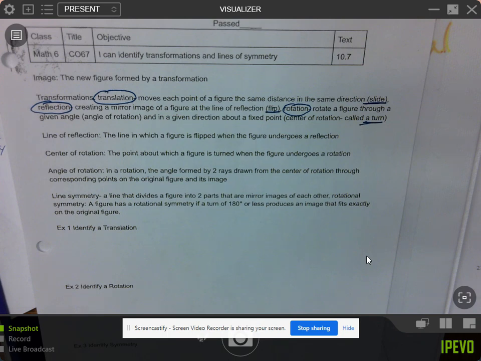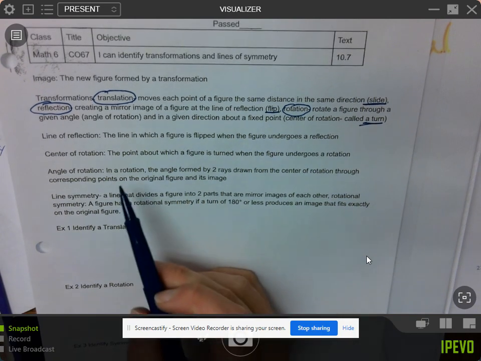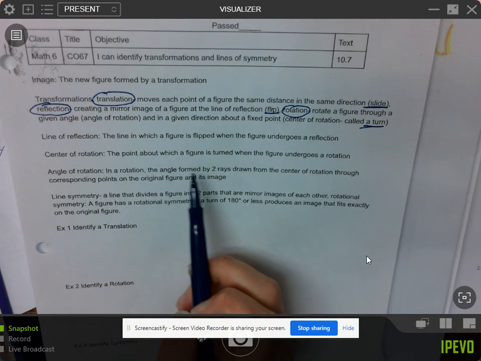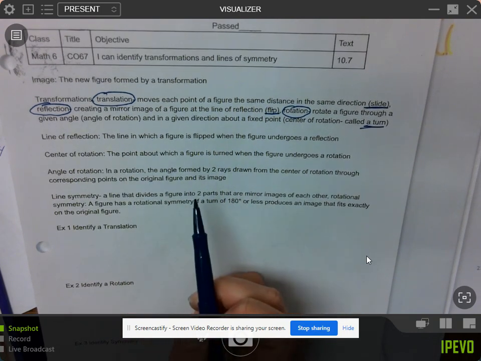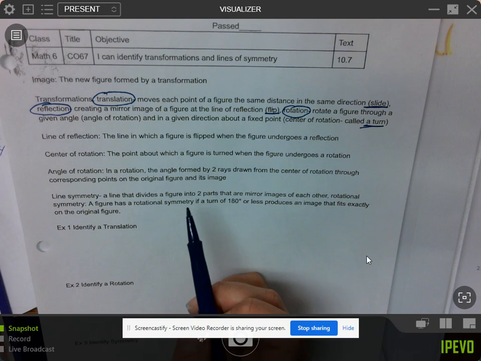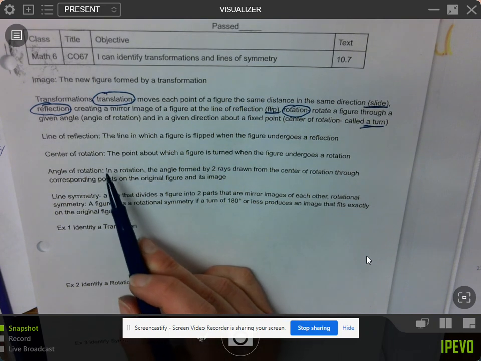So think about when we cut out a heart. Okay, we fold it in half and we cut that heart out so it's identical on both sides. So that line of reflection, that is that line of symmetry. So it'll be identical on both sides. You're just flipping it the other way. Center of rotation is the point at which the figure undergoes the rotation. We're going to be using the origin for our center of rotation.